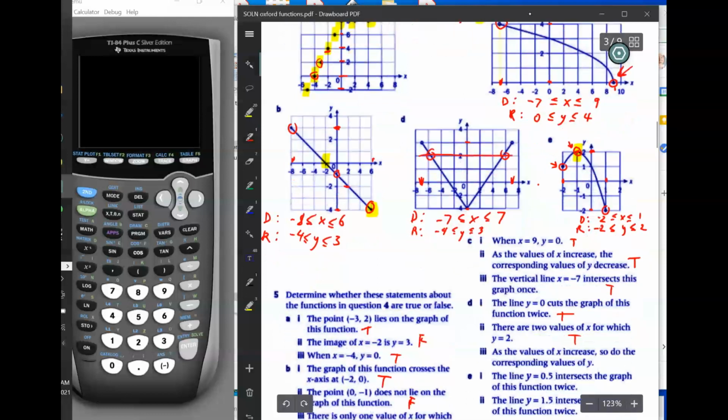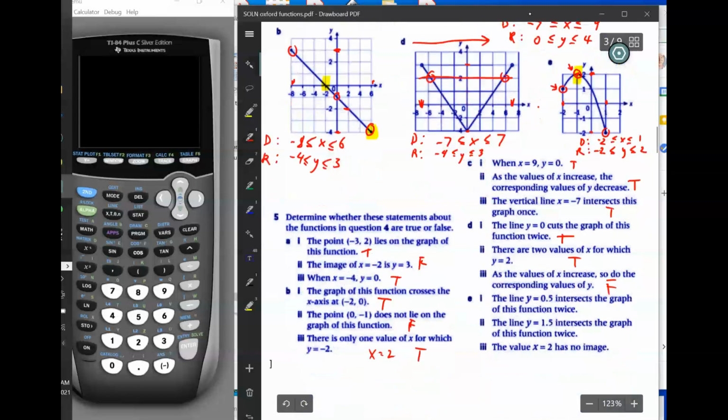And the last one for D, as the values of x increase, so do the corresponding values of y. So that means as we go from left to right, the y values increase. And not really true because look, don't they go down first and then go up as we go left to right? So we cannot say that they just increase. So that's false. All right, now we're going to move on to graph E.